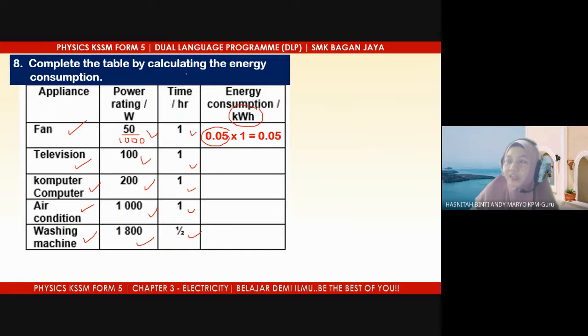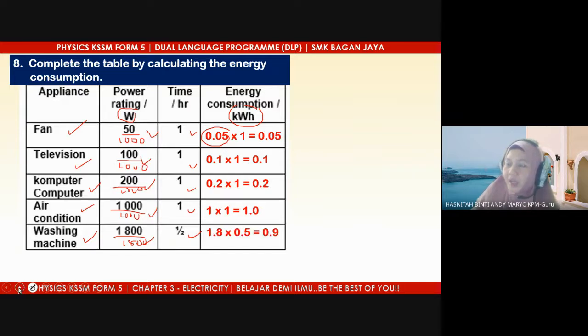For television, in kilowatt, this one also divided by 1000, and then you multiply with the time. Why divide by 1000? Because they give it in watt, but we want kilowatt. So this is the consumption for each. Television 0.1 multiplied by 1 hour, so 0.1 kilowatt hour. For computer 0.2 times 1, 0.2 kilowatt hour. 1 kilowatt hour for the air conditioner, and 0.9 kilowatt hour for the washing machine.